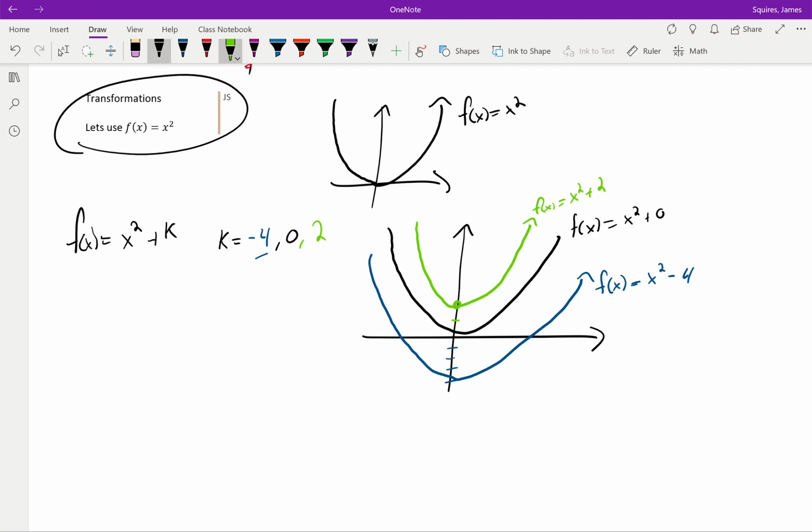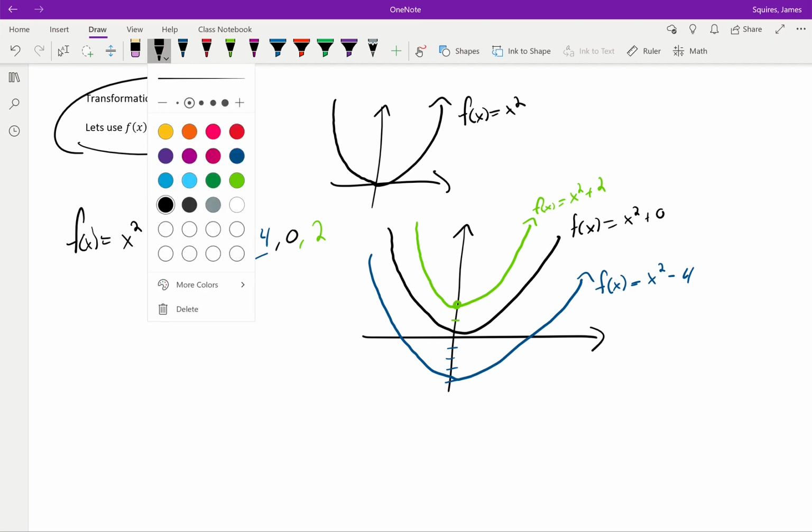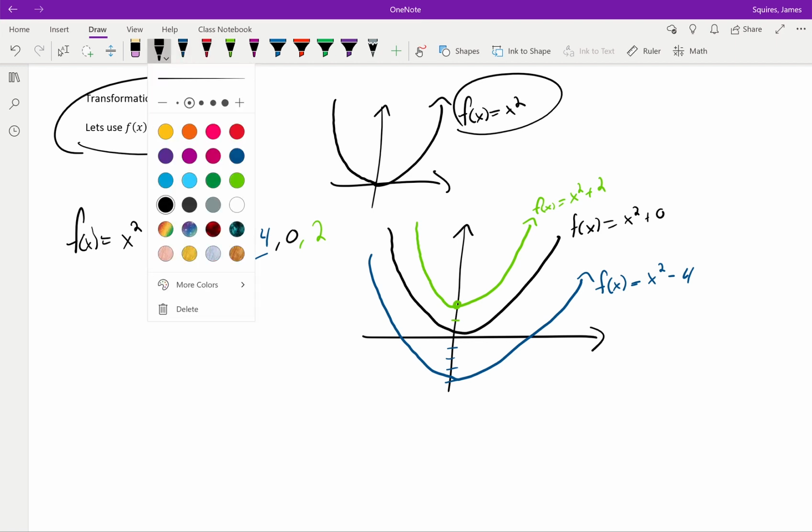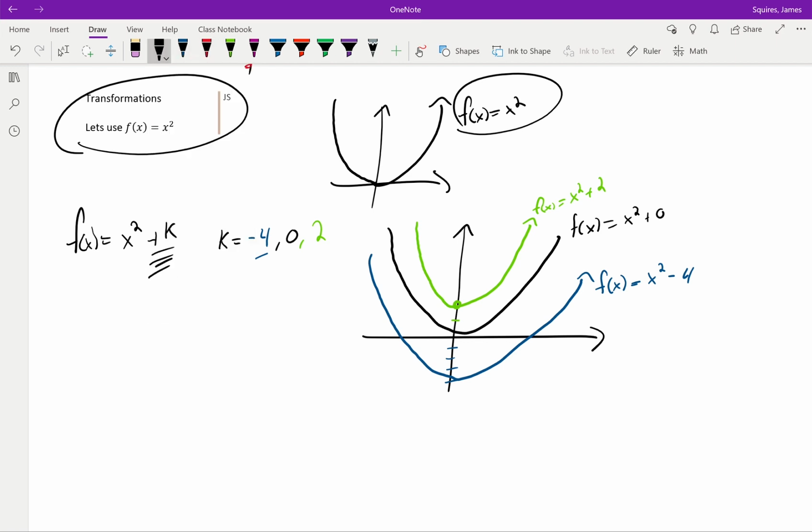So note that whenever we are adding or subtracting k, all we are doing is a vertical shift of our elementary function. Our elementary function was simply f of x equals x squared. If we are adding or subtracting some number to our elementary function, all we are doing is a vertical shift up or down by the k value.